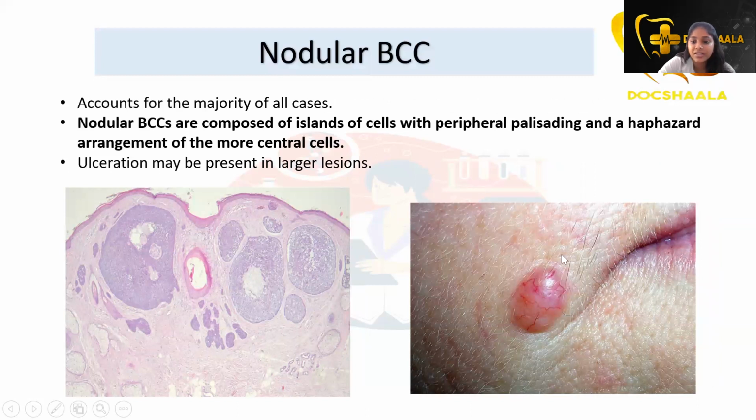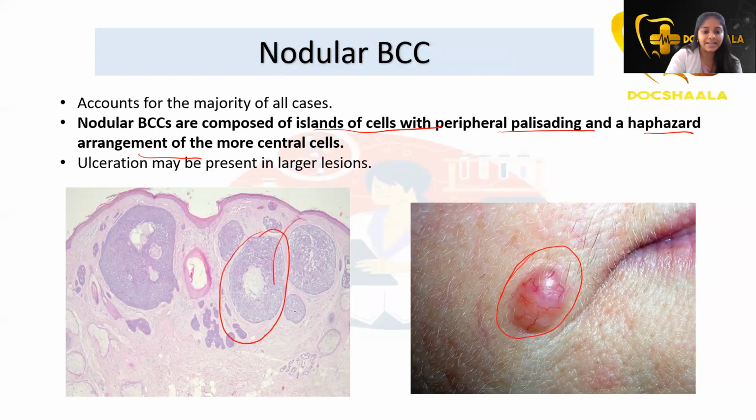So nodular BCC, as you can appreciate from the image, appears as a nodule. Okay, the majority of cases which we see are nodular BCC only. They are composed of islands of cells with peripheral palisading and a haphazard arrangement of more central cells. So islands of cells with peripheral palisading are seen here, right? Ulceration may be present in larger lesions.